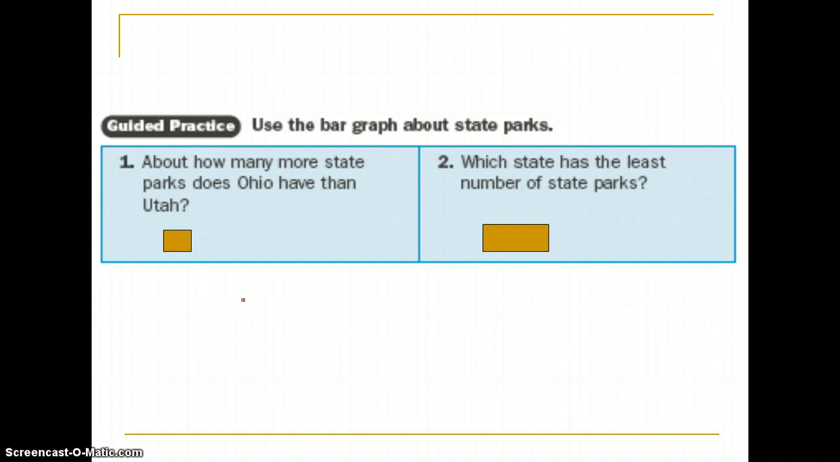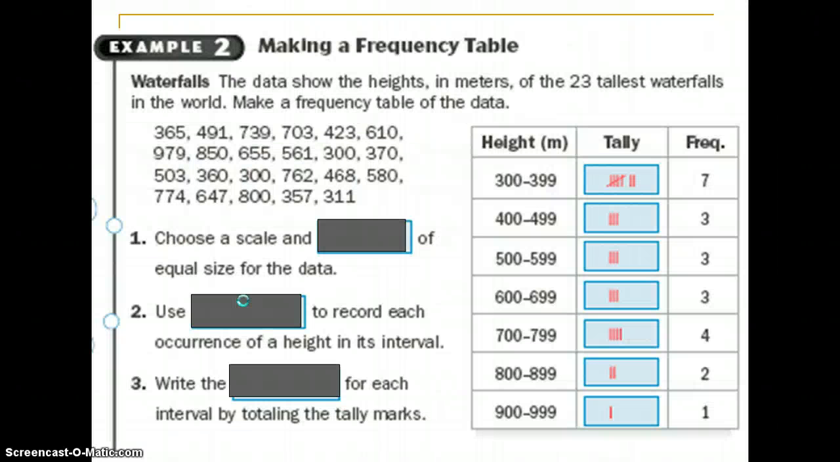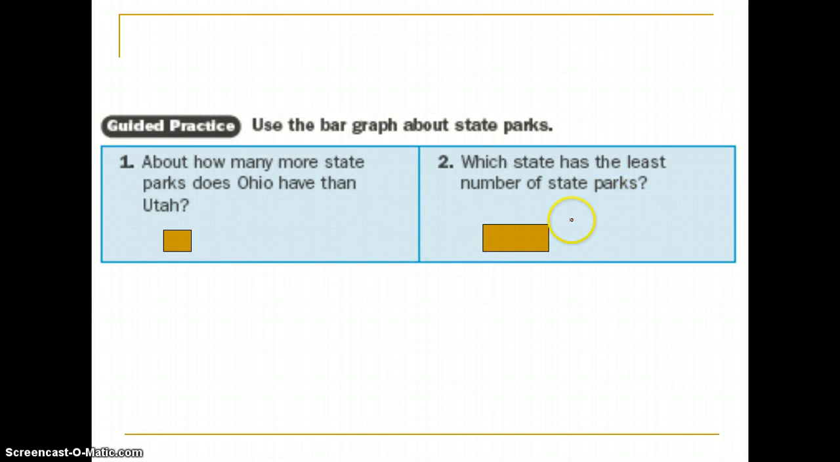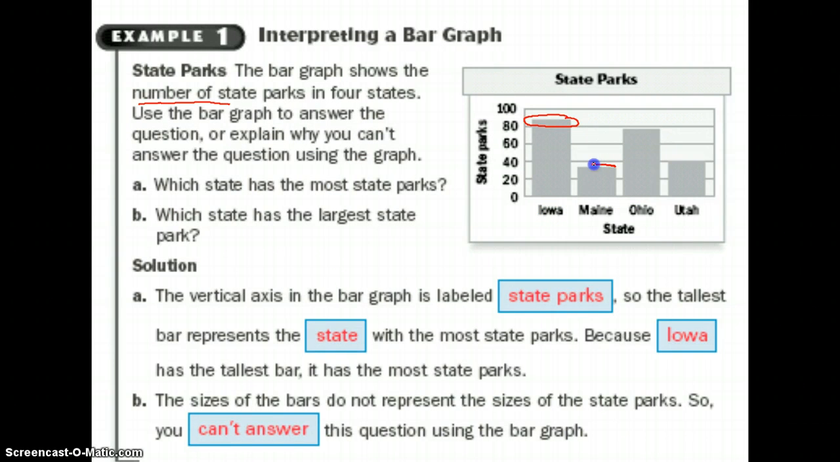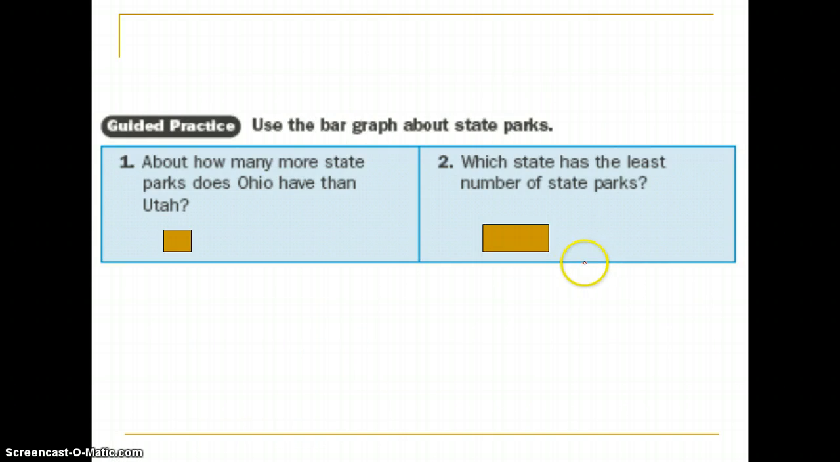About how many more state parks does Ohio have than Utah? The answer is 35. And again, this is an approximation, so if you have around that number, it's still correct. Number 2, which state has the least number of state parks? The state that has the least number of state parks would be Maine, because it's the lowest or the smallest bar.